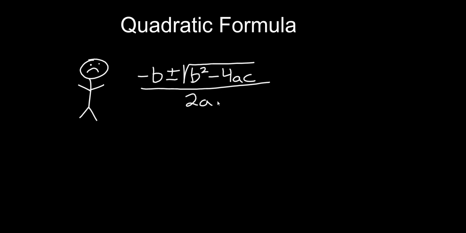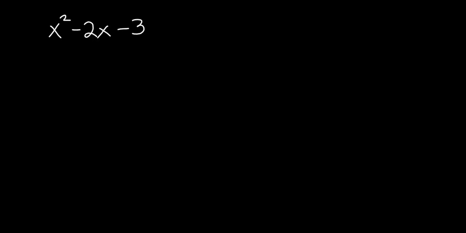Let's look at what this solves. This solves for x, for equations that are in the form ax squared plus bx plus c equal to 0, as long as a is not 0. Let's look at an example. Here we have x squared minus 2x minus 3, and we want to figure out if this was equal to 0, what are our values of x?